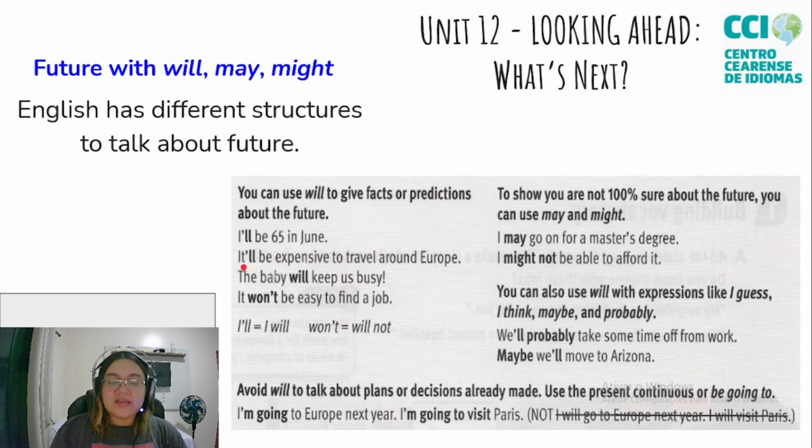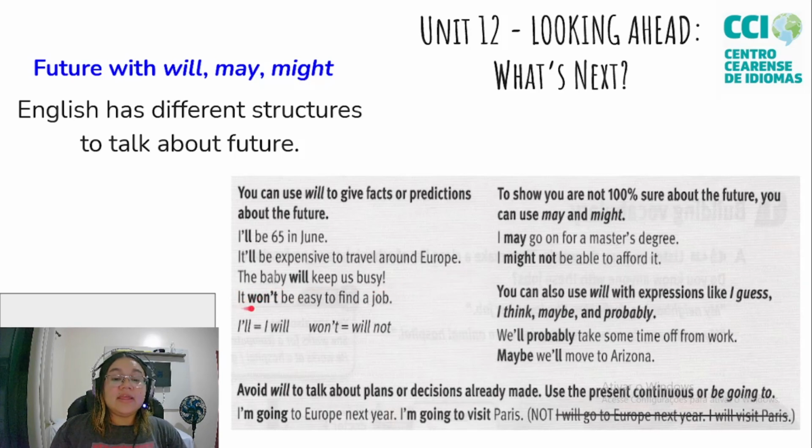For instance, if he says, it will be expensive to travel around Europe, this is a prediction, but it is also a fact because we know that traveling is expensive, and traveling all over Europe is going to be much more expensive, right? So here is the other example, the baby will keep us busy. This is also a prediction about the future that is a fact because babies give a lot of work to parents. So parents who have babies are always busy.